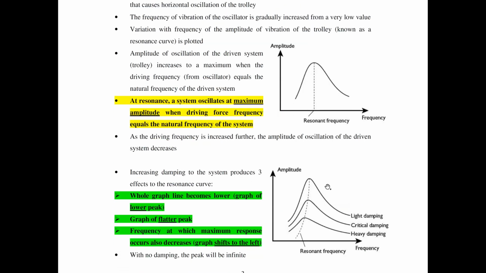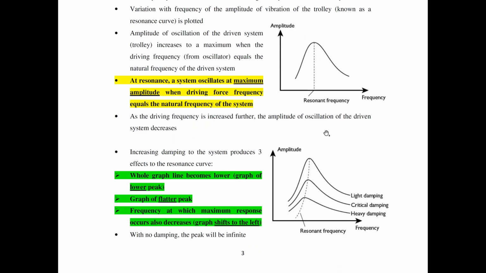All right. Now, what happens when you try to introduce damping into the system, or rather you increase damping to the system as it oscillates? Now, increasing damping to your system actually will produce three effects on your resonance curve. There are three changes that you expect to see. Let's just say just now, when we started oscillating the trolley, this was your original graph at light damping. What if you increase the damping?